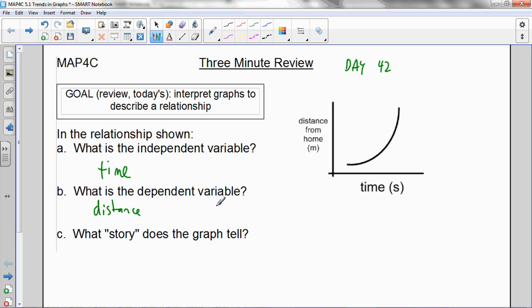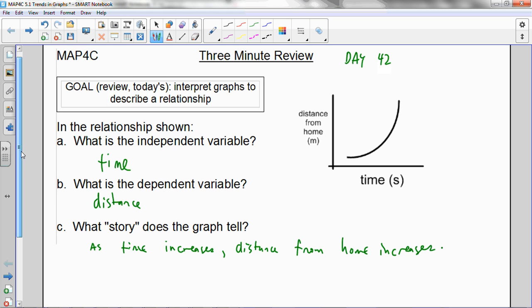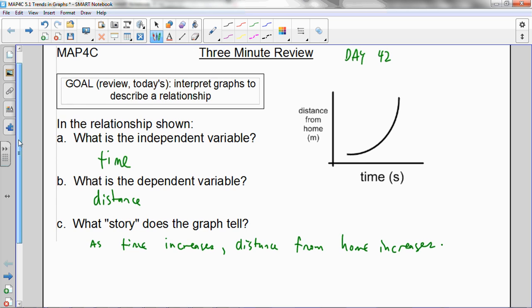And what story does this tell? Well, we see that the two are changing at the same time. So I could say, as time increases, well, what happens to distance from home? It goes up. Distance from home also increases. That's good enough. This is what we're expecting at this point.